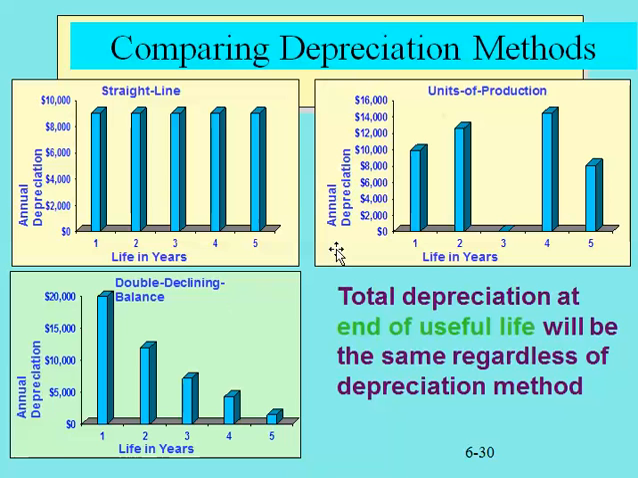Here's a comparison of the various depreciation methods. So straight line, you have a consistent amount of depreciation every year. Units of production varies depending on the use of the equipment. And double declining balance, we take a big hit early on, and then it gets a little bit less later on.